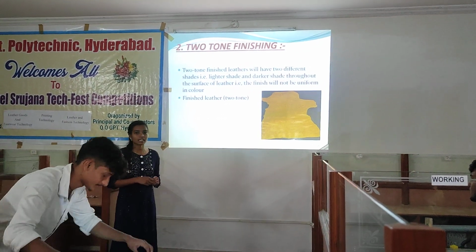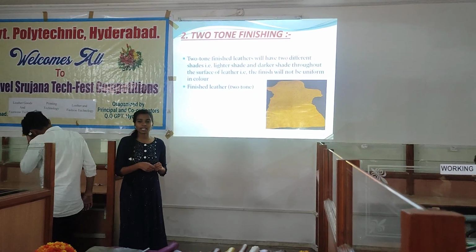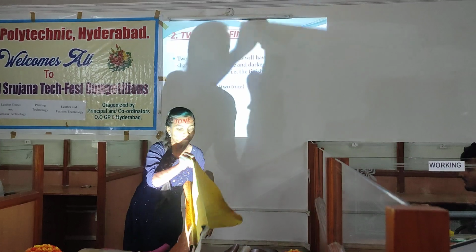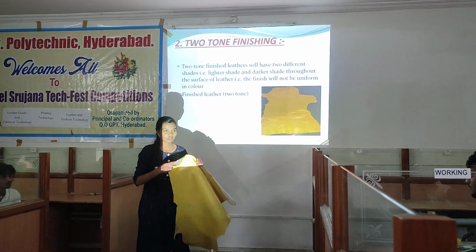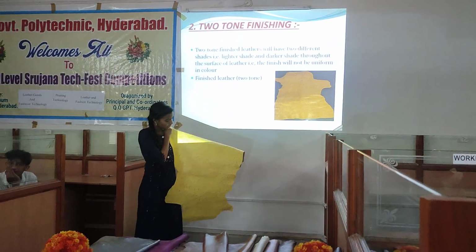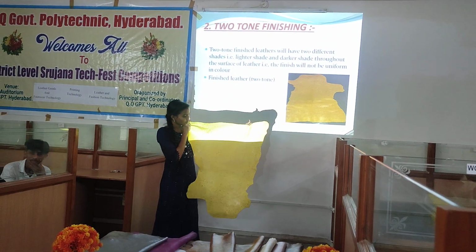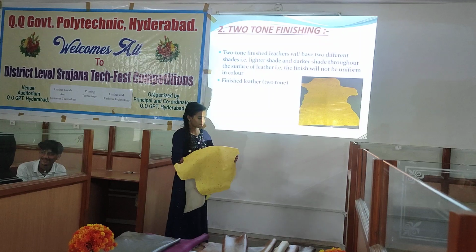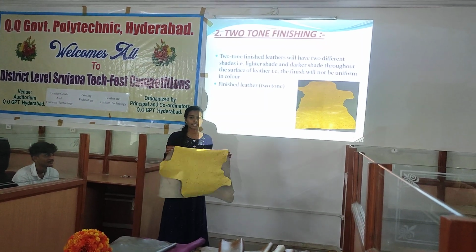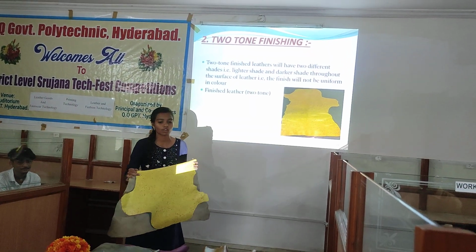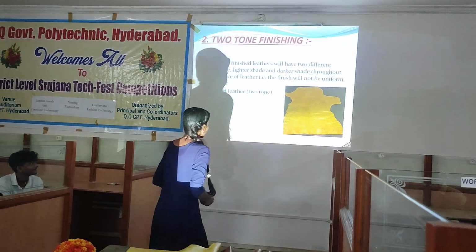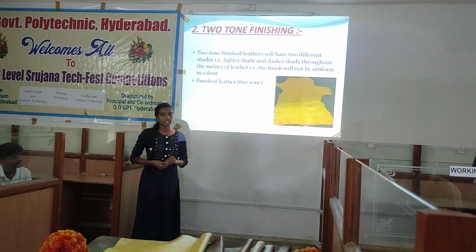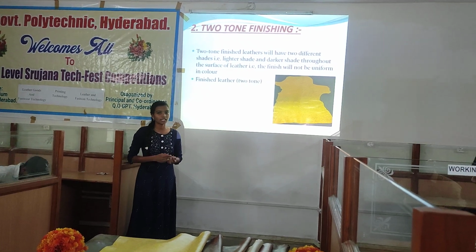Now I am going to tell about two-tone finishing in application of leather finish. Two-tone finishing means covering the defects on the leather by giving two shades to the leather. By giving two shades, the defects will be covered and will not appear on the leather. Defects make the leather cost less. Giving two shades makes the leather appear good.